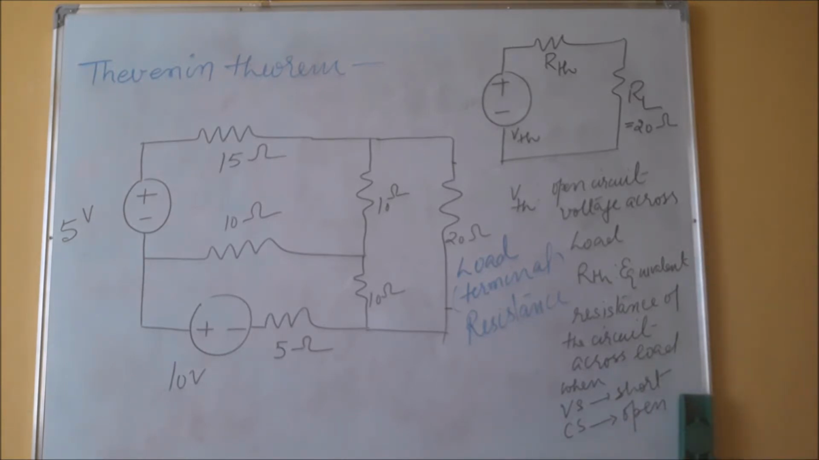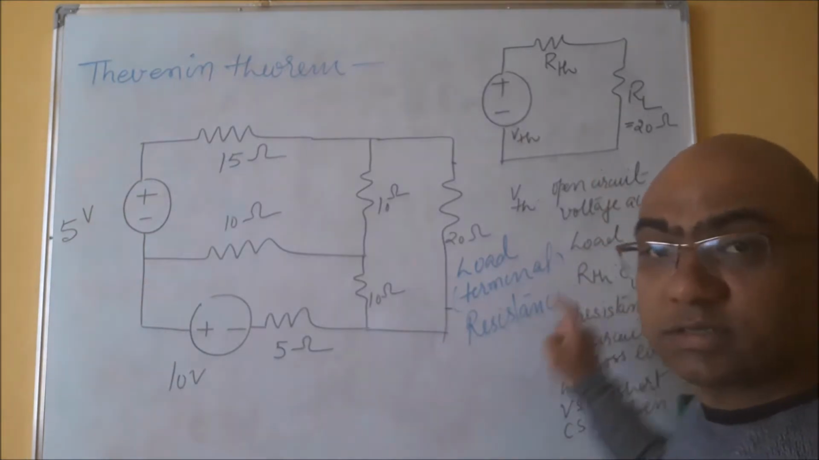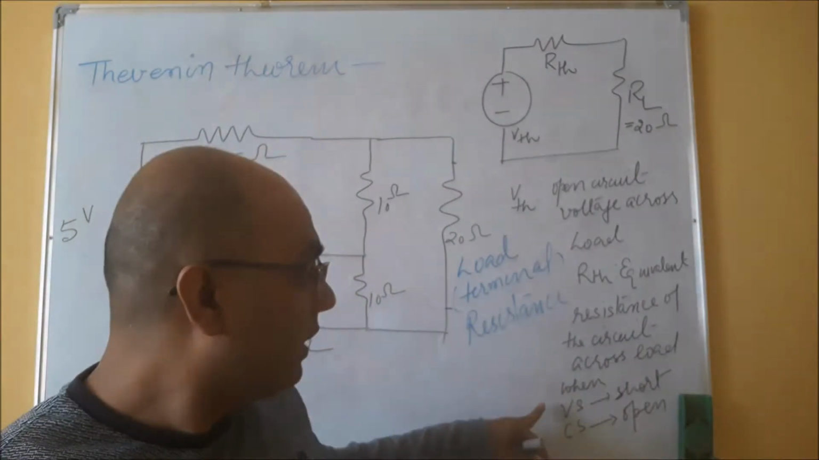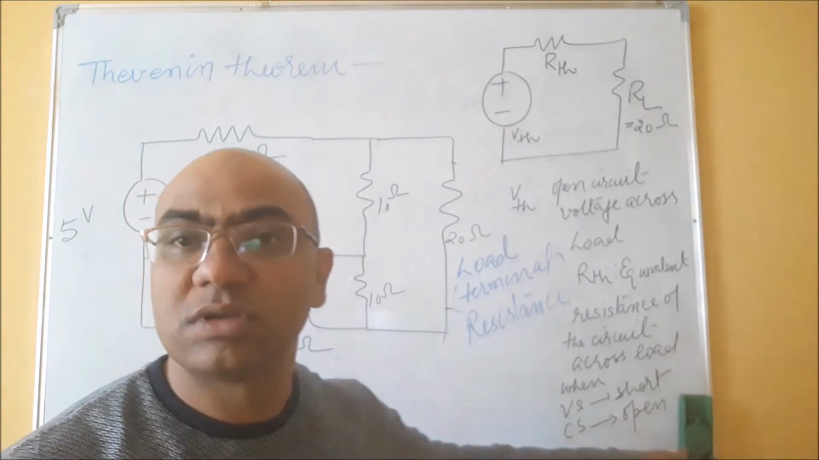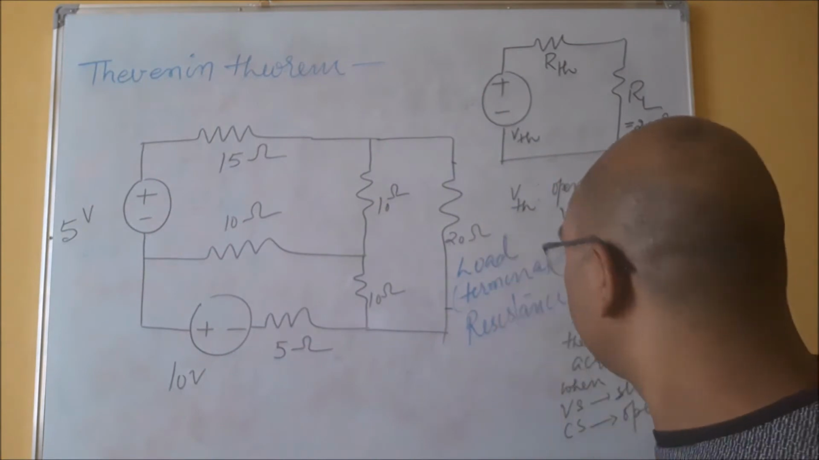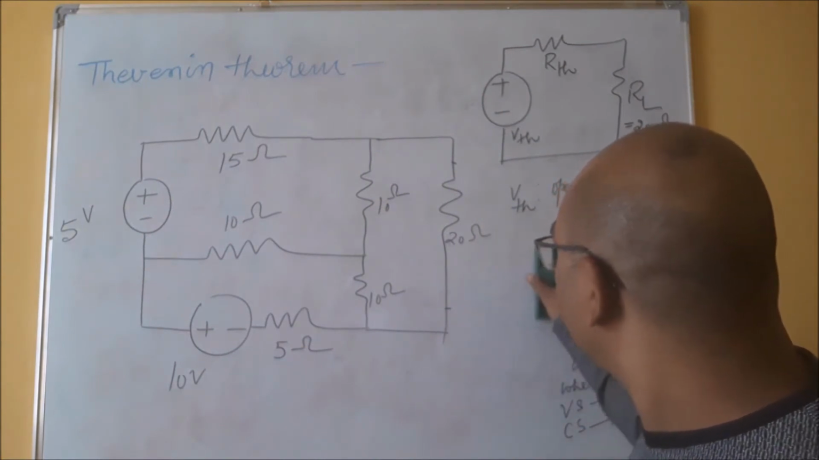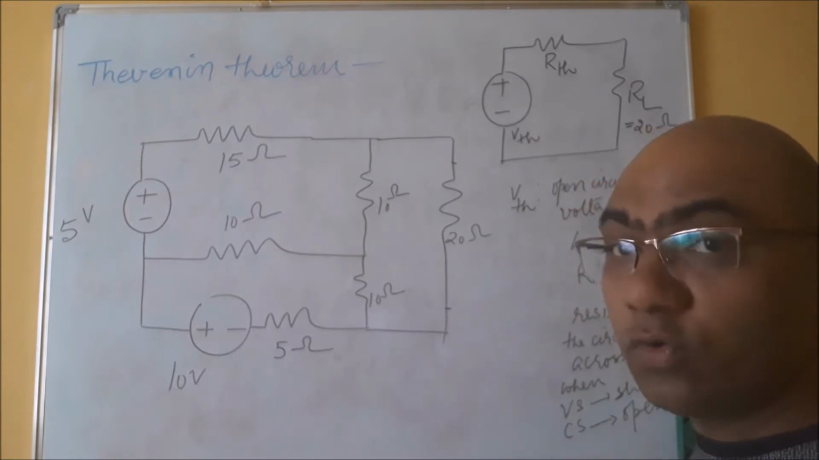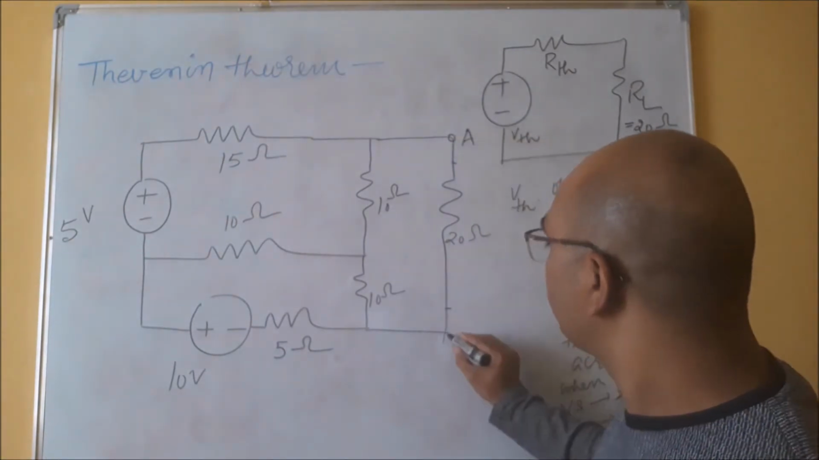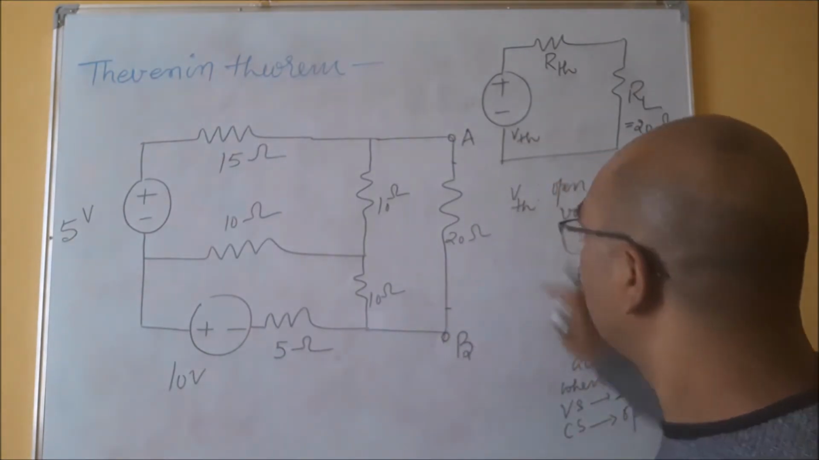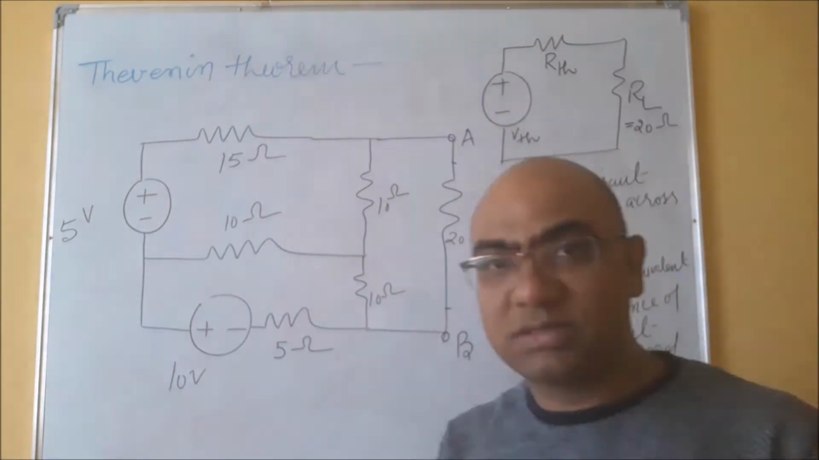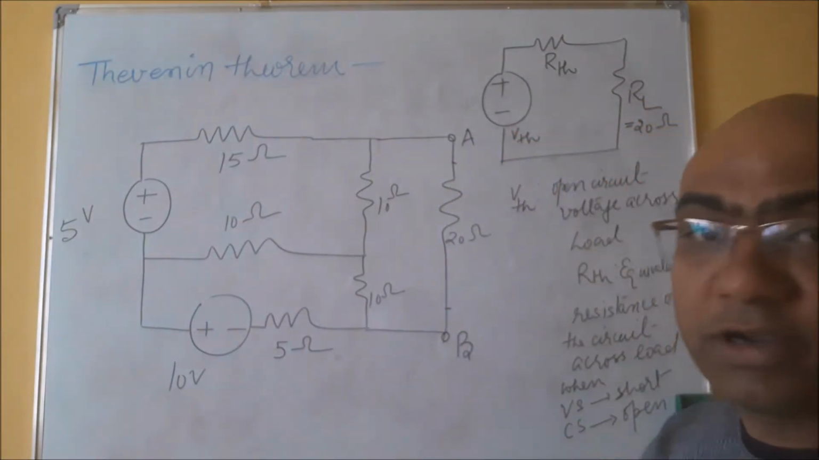Okay, so what I am saying is that RTH is the equivalent resistance of the circuit across the load when Vs is short and current sources are open. To understand these two things, let's again see this circuit, where I am considering this 20 ohm as a load. So what does it mean? Suppose I am saying this point as A and this point as B. So naturally this AB is a branch having the load. This is a load branch and the value of the load resistance is RL equals 20. That I have already written here.